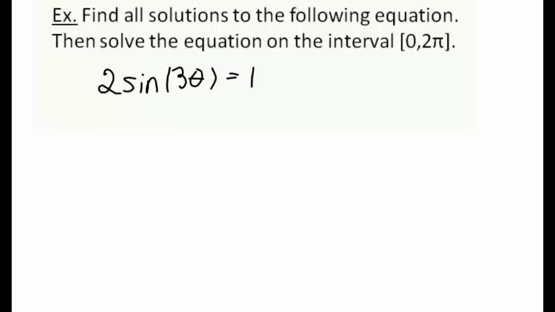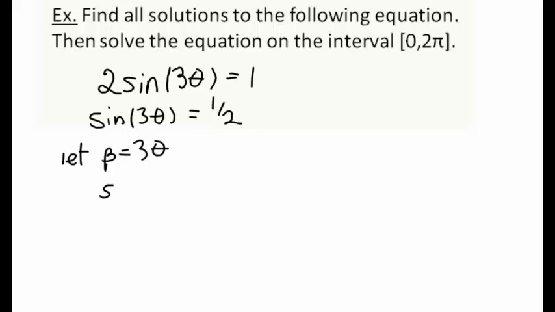Let's solve the equation 2 sine of 3 theta is equal to 1. The first thing we're going to do is divide both sides by 2 so that we have sine of 3 theta is equal to 1/2. Now, since sine is by itself on the left-hand side, but the inside portion of our function is 3 theta, I want to replace that 3 theta with something else. So we're going to say let beta equal 3 theta, so that we have sine of beta is equal to 1/2. Now that we have just a single angle on the inside instead of a triple angle, we know how to solve sine of beta is equal to 1/2.